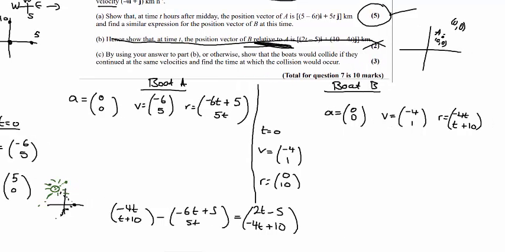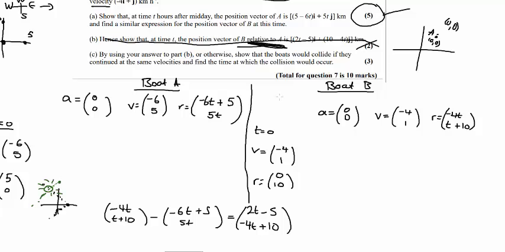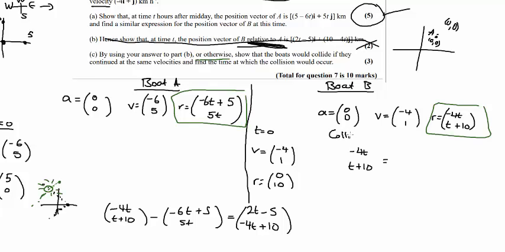Well, one way which you can actually find that they collide is by trying to find out when this equals that, when their position vectors are the same. Okay, so I'm going about the otherwise way. So you'd basically make that equal. So you say -4t plus 10. It's like collide when both of them are equal.